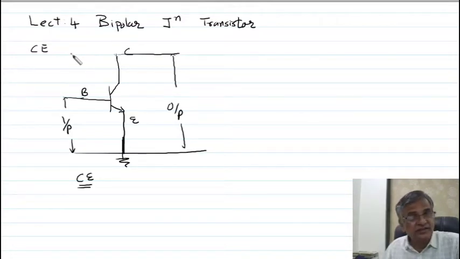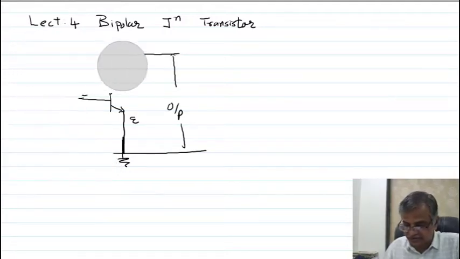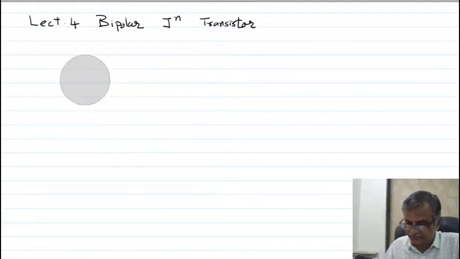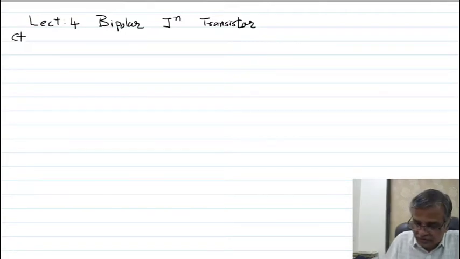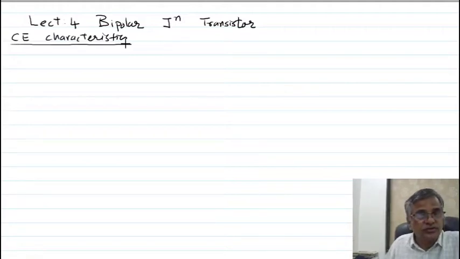So let us see how you can obtain the input and output characteristics. I am showing you the circuit diagram of the common emitter configuration to obtain input and output characteristics.